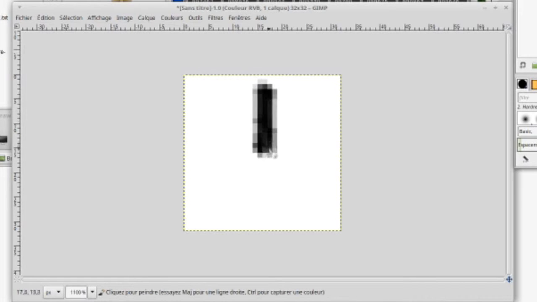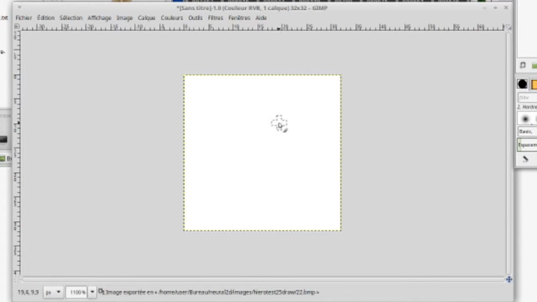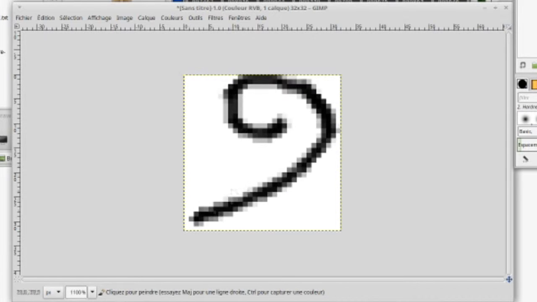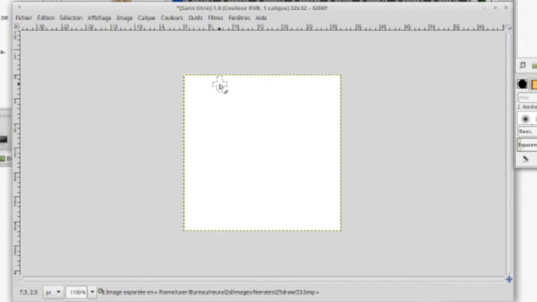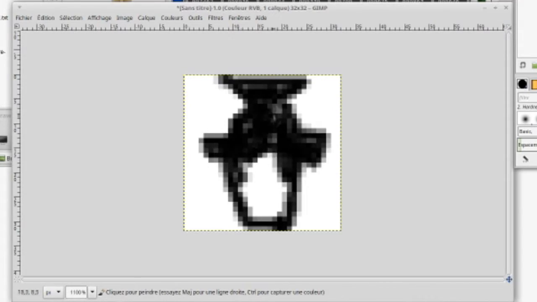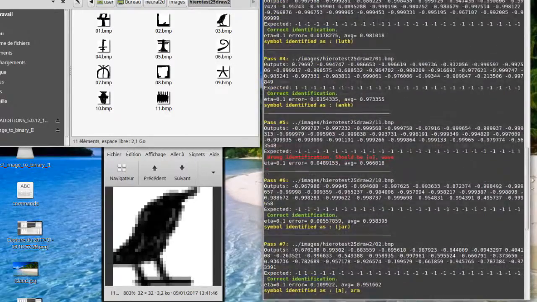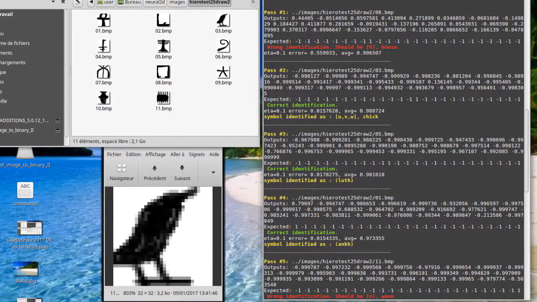Here you can see me drawing by mouse a few hieroglyphs on GIMP. Notice I am not the best artist. I have seen them quite a few times, so let's say they look like that, more or less. The Czech hieroglyph has successfully been identified despite the approximate drawing that can be seen in the bottom left.